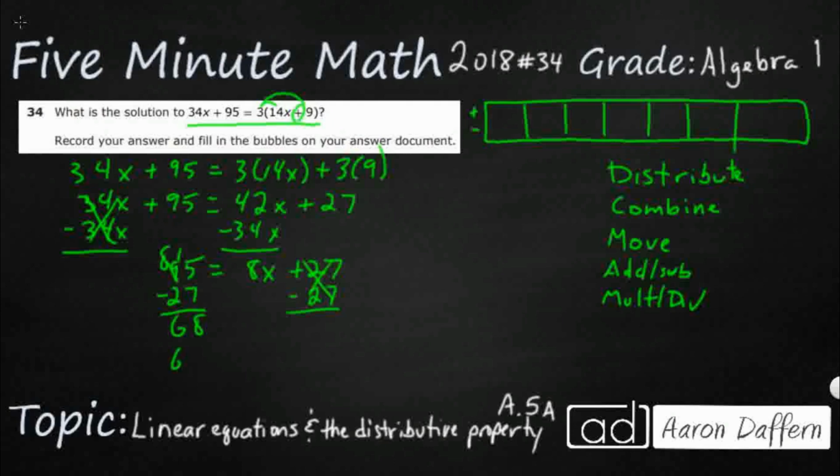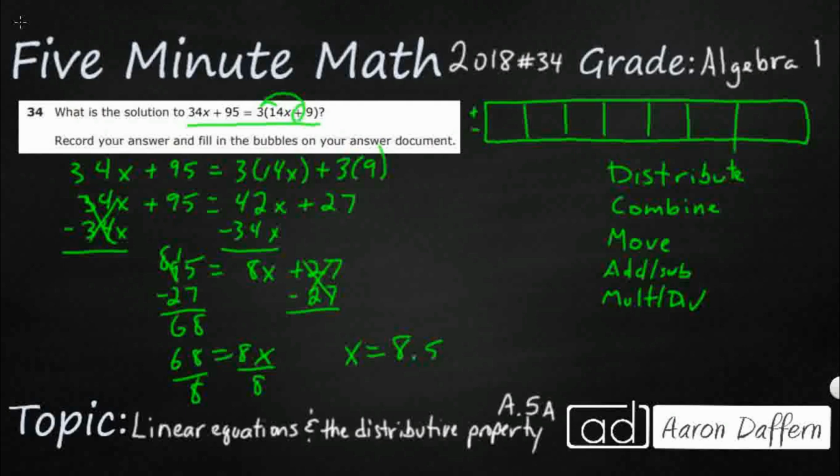Let's clean this up a little bit. We've got 8x equals 68. And so we simply need to divide both sides by 8. And that is going to get us our answer of x equals 8.5.